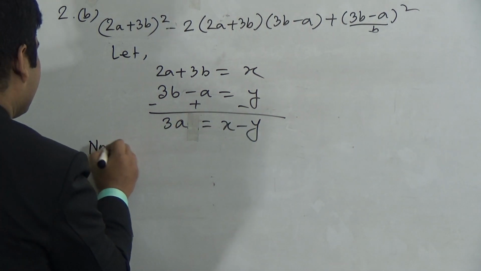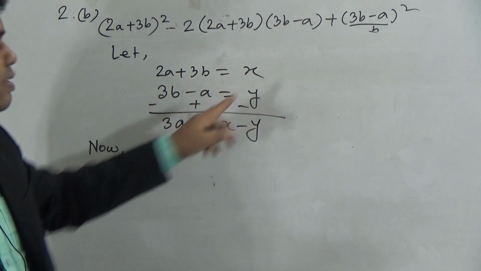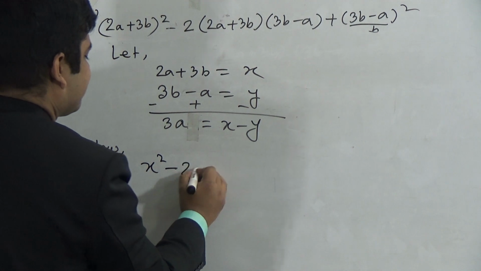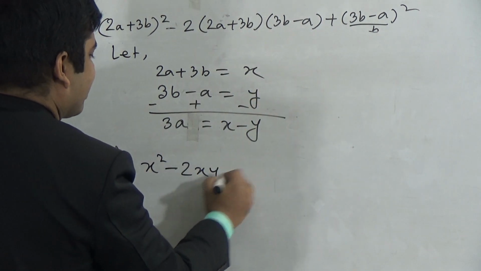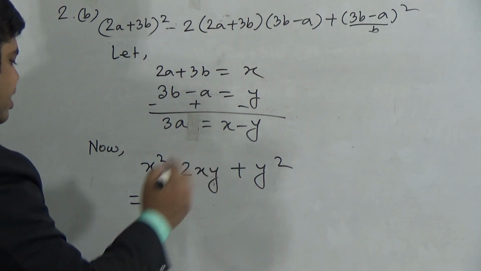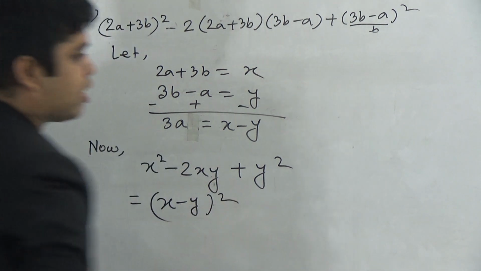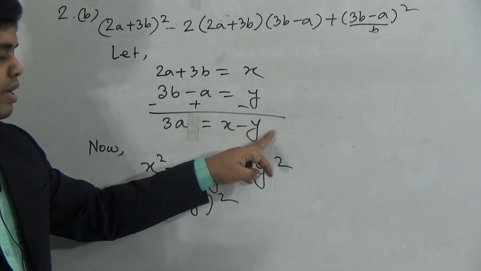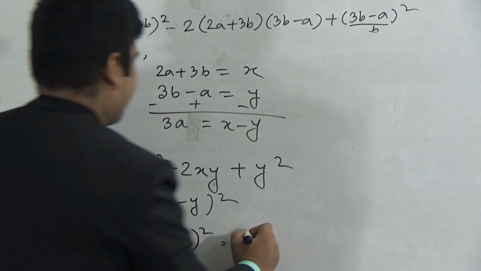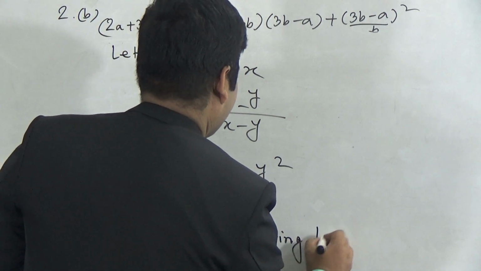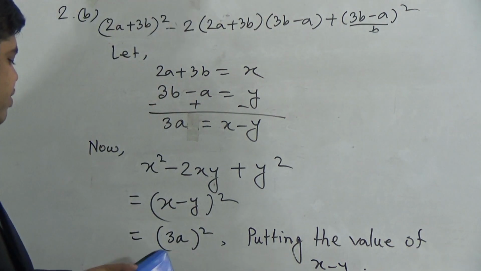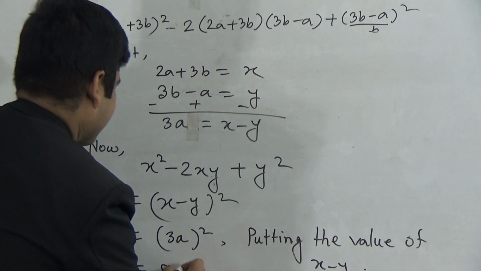So now what will be the expression? Because we consider 2a + 3b equal to x and 3b minus a equal to y, instead of 2a + 3b we write x square minus 2 into x into y plus y square, and it is the formula of a square minus 2ab plus b square. So from this we can easily write (x minus y) whole square. Dear students, notice we have already found the value of x minus y, which is 3a. Now we put the value of x minus y. Now we do the square: 3 square, that means 3 threes are 9, a square means a square, and it is the answer.